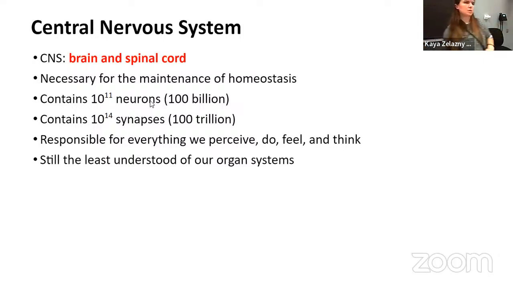Okay. So that central nervous system, it's responsible for basically consciousness, right? So everything you perceive, everything you do, everything you feel, everything you think, that is an effect of your central nervous system firing off these action potentials. It's really crazy. It is the least understood of our organ systems. So as we were doing that activity on Monday, you may have hit a point where you're like, I can't find any answer to how this works. There is still lots and lots of research into how the central nervous system works, how the brain works, especially.